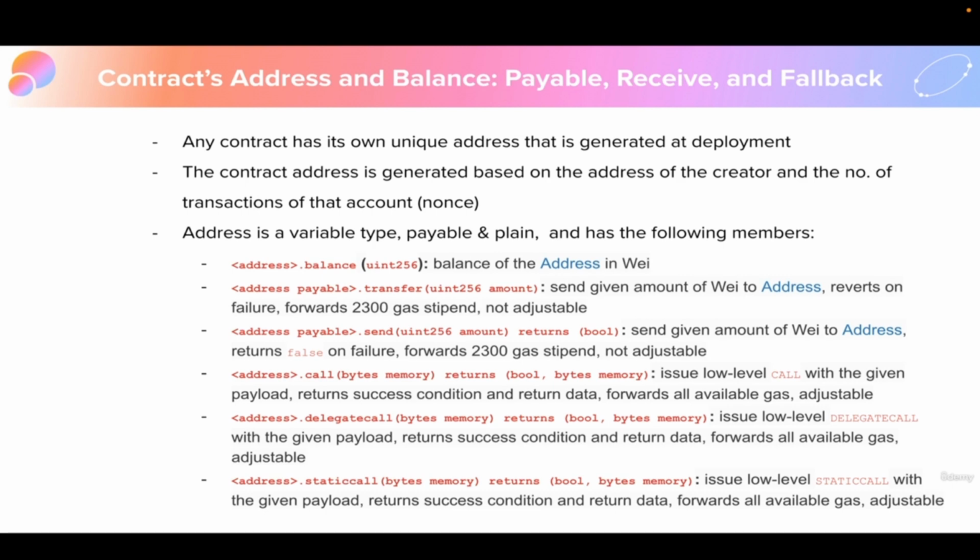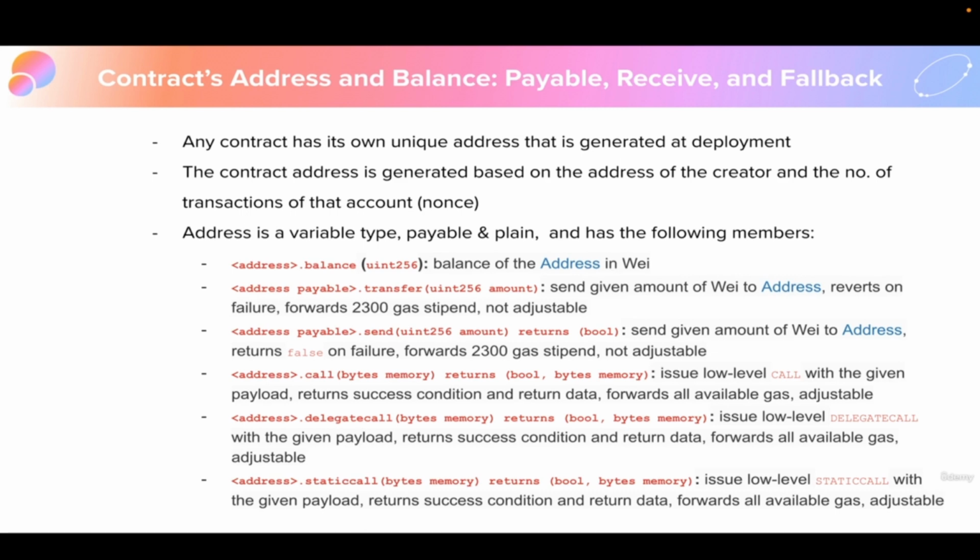Address.call is a method which issues a low-level call with the given payload and returns a success condition and return data. Call forwards all available gas, and it is adjustable. Call is actually the preferred method to send ether as opposed to transfer or send. This is because with changes to the EVM, there is no guarantee that the 2300 gas stipend is going to be enough to successfully transfer ether, especially if a contract implements logic in the receive or fallback functions, but we'll look into this later.